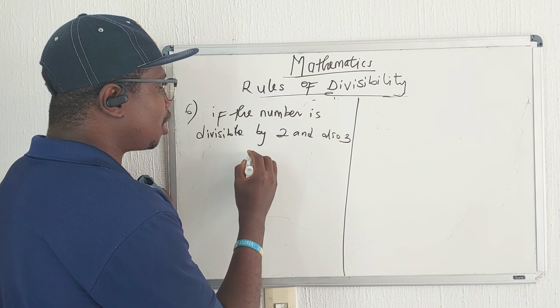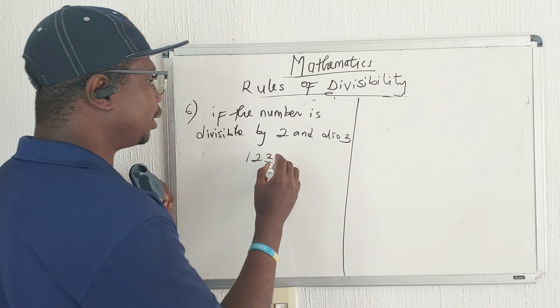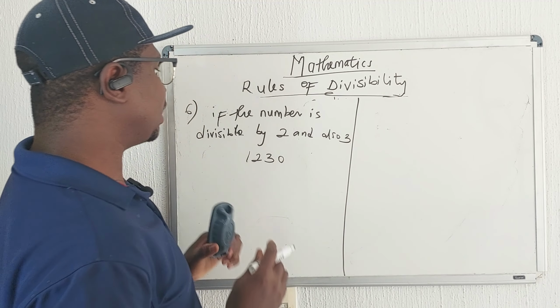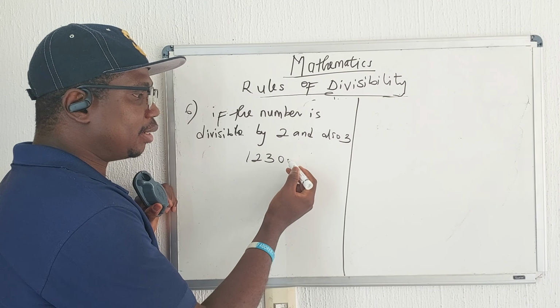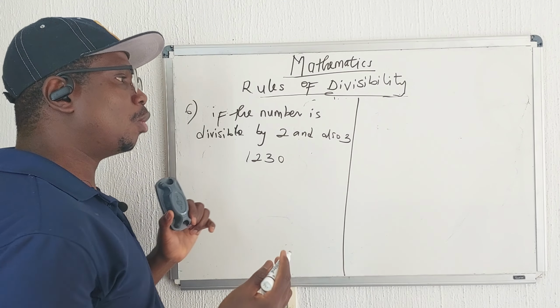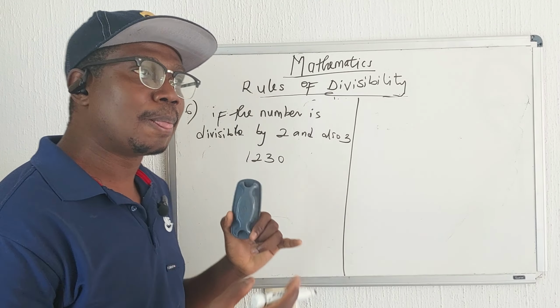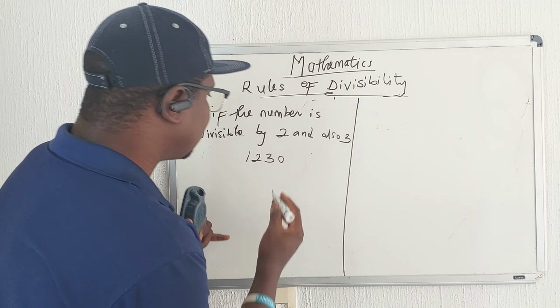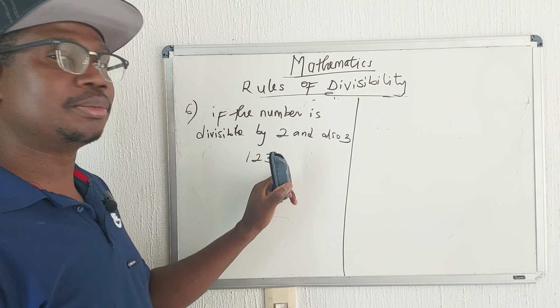So if we have 1230, now the last number it ends with what? 0. Remember our test is if the number ends with even numbers or 0. So the test for 2, it passes the test for 2 because it ends with 0.